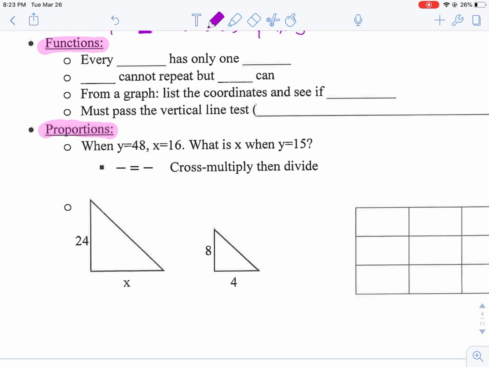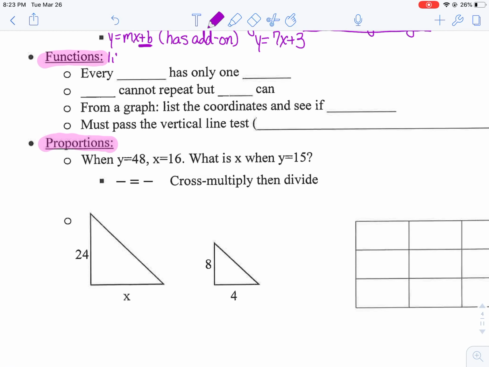Functions. Functions kicked our butt on benchmarks. We just could not remember what it is. And remember, functions are like dating. You never repeat an x. Some of y'all need that little bit of advice right there. You never repeat an x. So every input, my x values, are the first thing in a coordinate pair.